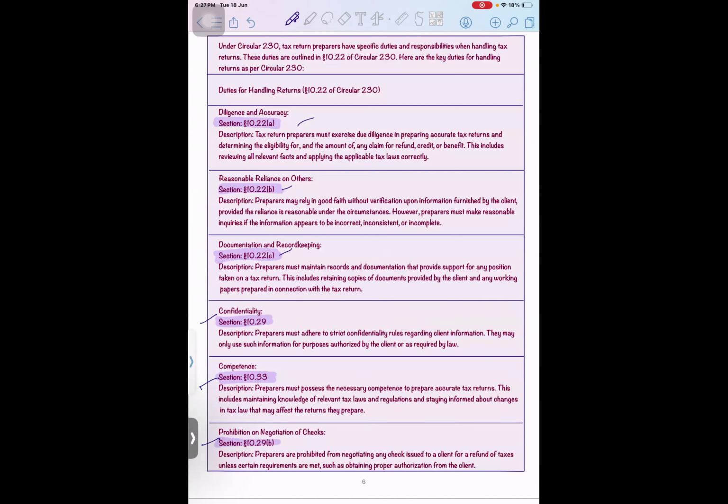So for duties, what are the duties of handling the return? For handling the return, you are going to use Section 10.22. Here just remember one thing. When you prepare a return, what are the things you should keep in mind? It should be handled with diligence and accuracy. Diligence and accuracy means the tax preparer must exercise due diligence in preparing an accurate tax return and determining the eligibility for any amount.